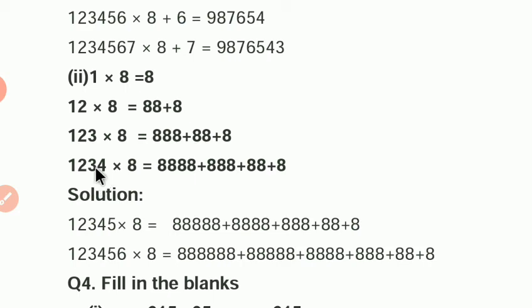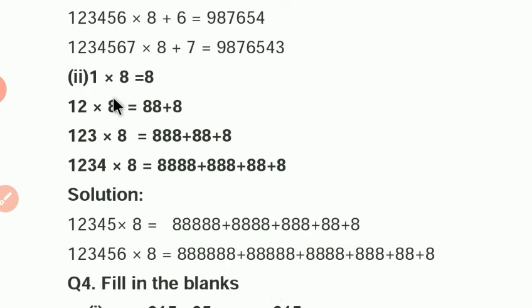Then 1, 2, 3, 4. Now we will increase one number here, 4. So how many times will 8 come? We have to add 4 times, meaning first 4 times 8, then 3, 2, 1. It means it will go on decreasing. Now the next step will be, after 4 which number is coming? Which number will come? 5. It means first we have to write 8 5 times, then 4, then 3, 2, 1.